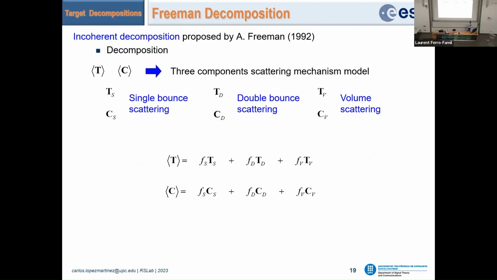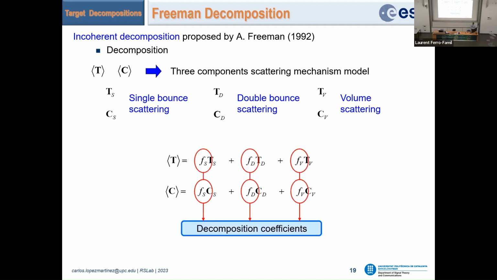So let's go to the Freeman decomposition. In the case of the Freeman decomposition, we decompose the covariance matrix or the coherency matrix into 3 different scattering mechanisms: single bounce, double bounce, and volume scattering. So the goal is to find these decomposition coefficients. How do we obtain T or C as the addition of these simple scattering mechanisms?